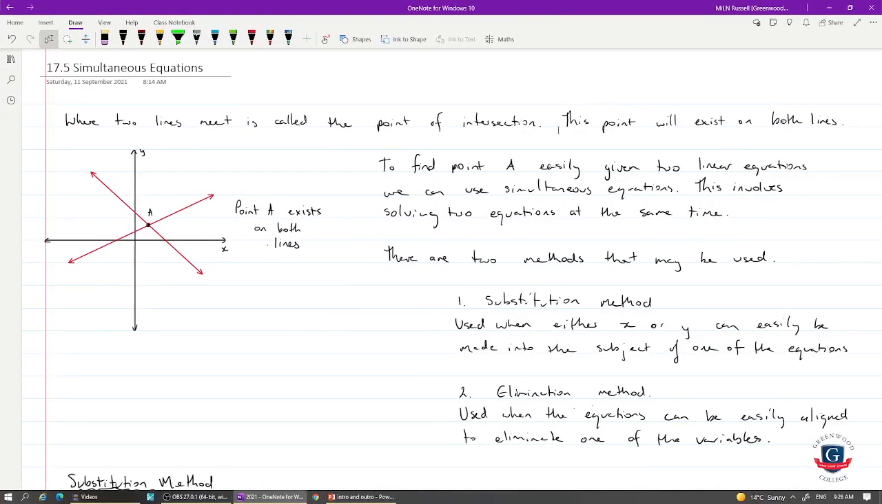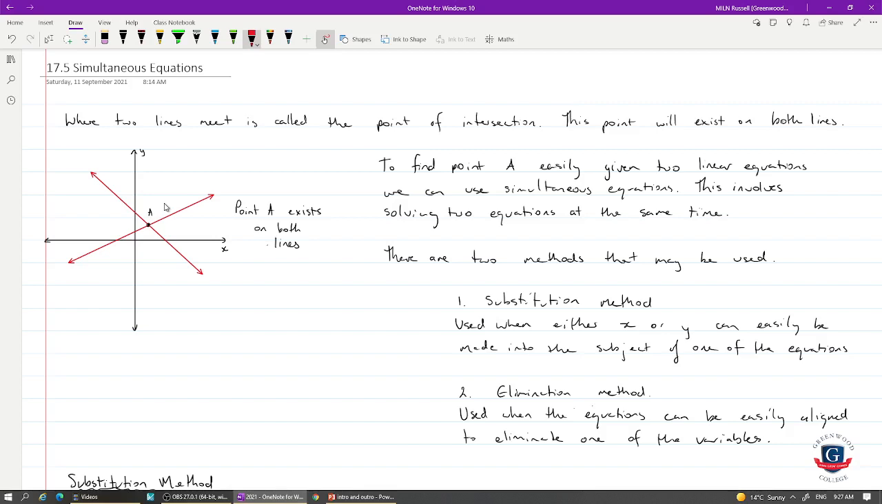Hi everybody. Today we're going to look at simultaneous equations. Simultaneous equations are used to solve problems where we're trying to find where two lines meet. Where lines meet is called the point of intersection, and in the case of this graph here, the point of intersection is point A. Now we can easily find point A if we understand how to use simultaneous equations.